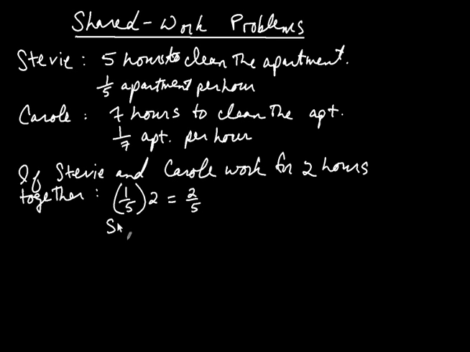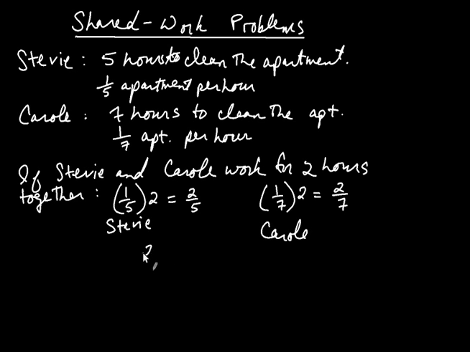Not quite half. Okay, this is Stevie. And what about Carol? Well, she works at a rate of 1/7 of the apartment per hour, and as she's working for 2 hours as well, she's cleaned 2/7 of the apartment. Now let me ask you, have Stevie and Carol completely cleaned the apartment? Well, if they've completely cleaned the apartment, then when you add these two fractions together, you should get 1 whole apartment. So Stevie doesn't quite clean half, and Carol doesn't even clean 1/3. Let's add these together just to show that we don't indeed get 1 apartment.